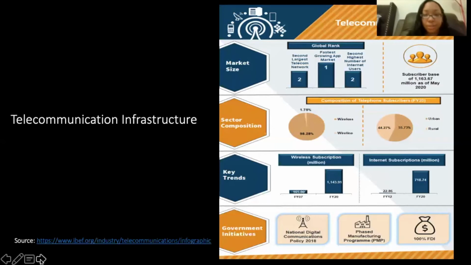In the key trends, there's 718.74 million internet subscribers, and the government initiatives are the National Digital Communication Policy of 2016 or 18, and the Phased Manufacturing Program, abbreviated to be PMP.